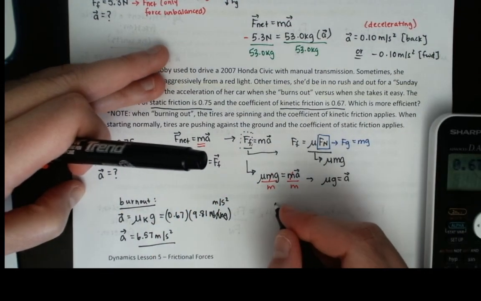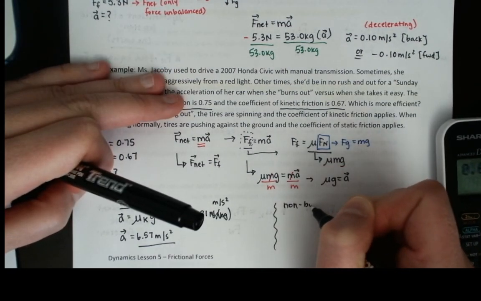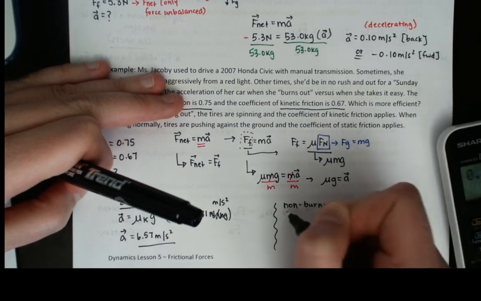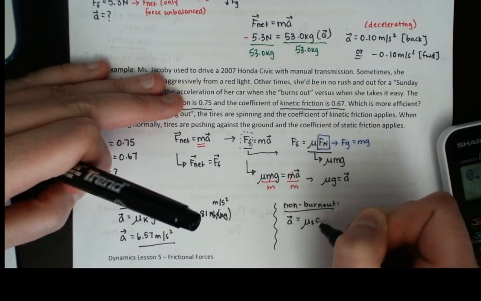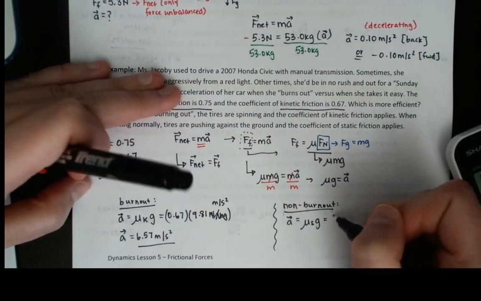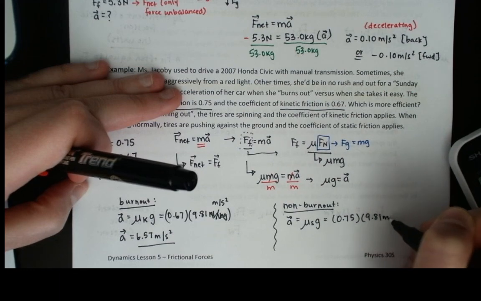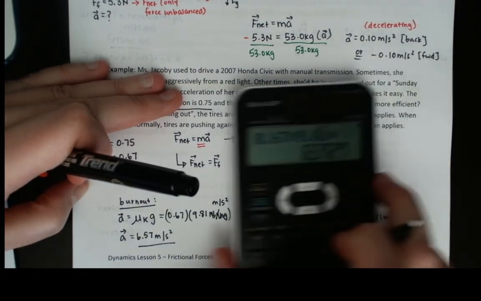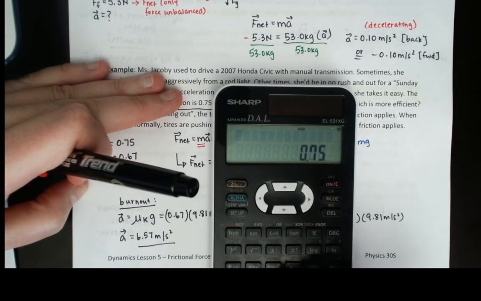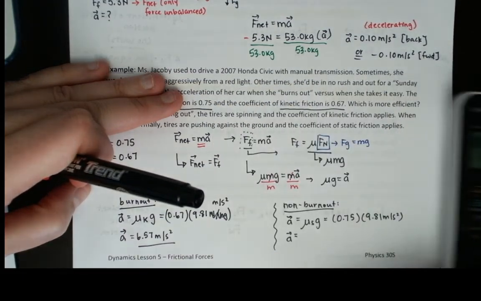Okay, now let's look at non-burnout. So I'm going to drive responsibly. The acceleration will be static friction times g, which is going to be 0.75 times 9.81 meters per second squared. So in this case, 0.75 times 9.81 gives an acceleration of 7.36.